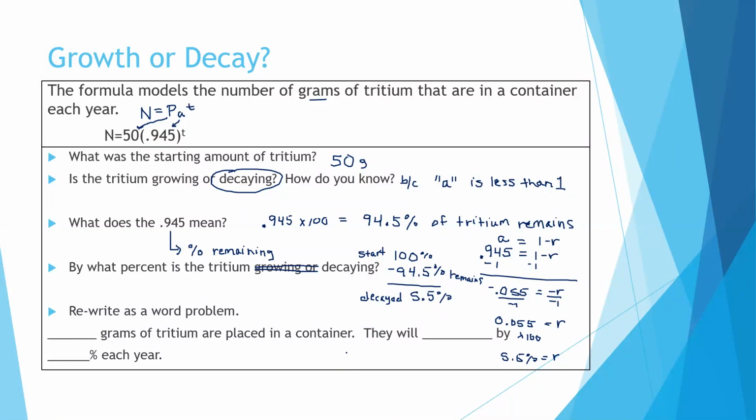So now I'm asked to rewrite this as a word problem so that I just see the connections. And so we had started with the 50 grams, so I would say 50 grams of this tritium are placed in a container. They will decay by 5.5% each year. And so I have then in words what I had seen already in the formula. And just connecting back, this is how we would have gotten the formula. We would have known these details about tritium.